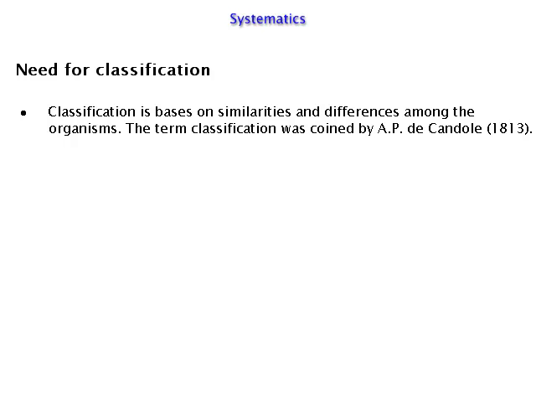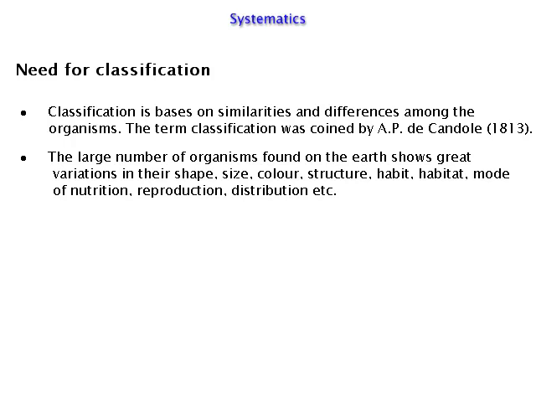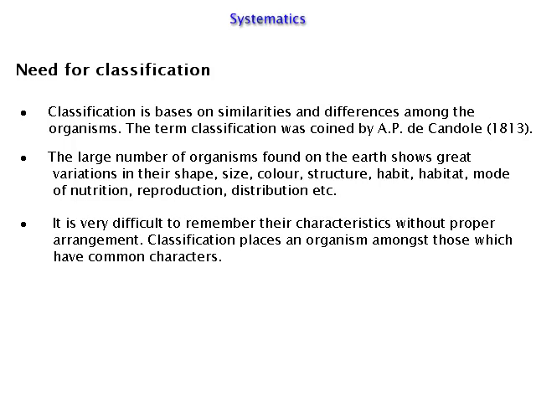Need for classification. Classification is based on the similarities and differences among the organisms. The term classification was coined by A.P. de Candolle in 1813. The large number of organisms found on the earth shows great variations in their shape, size, color, structure, habit, habitat, mode of nutrition, reproduction, distribution, etc. It is very difficult to remember their characteristics without proper arrangement. Classification gives scientific names to organisms which are universal. The classification places an organism amongst those which have common characters.